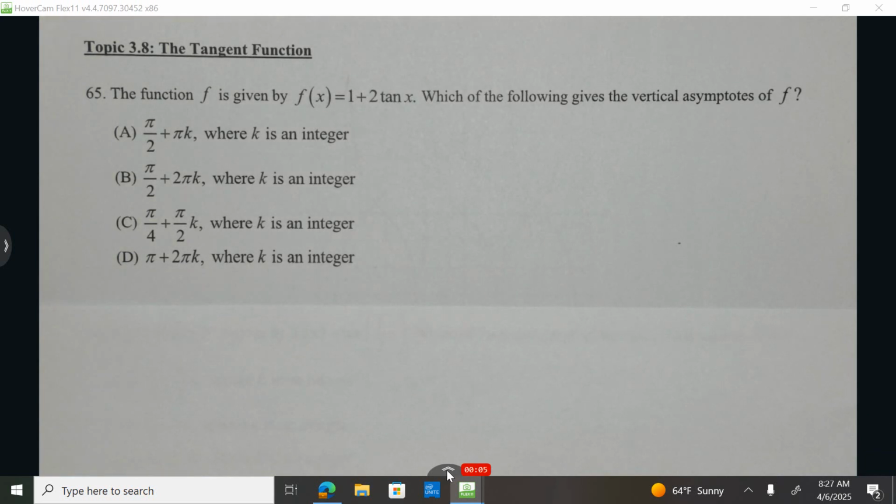Unit 3.8, we have a series of questions, and we will be focused on tangent functions.